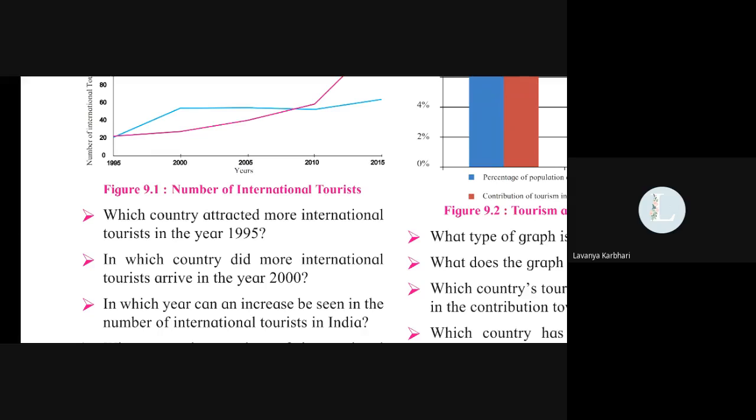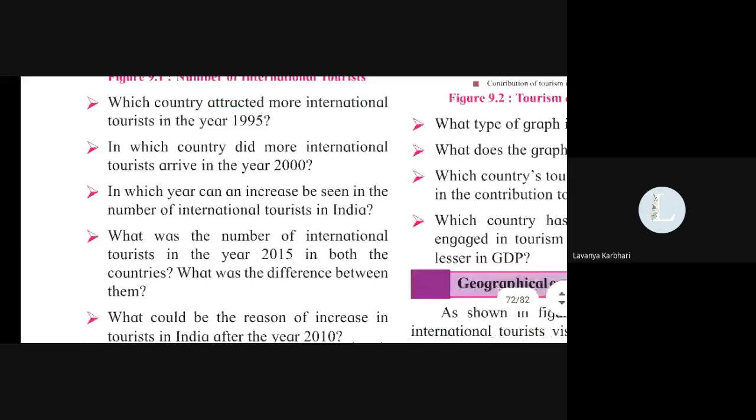Okay. What was the number of international tourists in the year 2015 in both the countries? What was the difference between them?